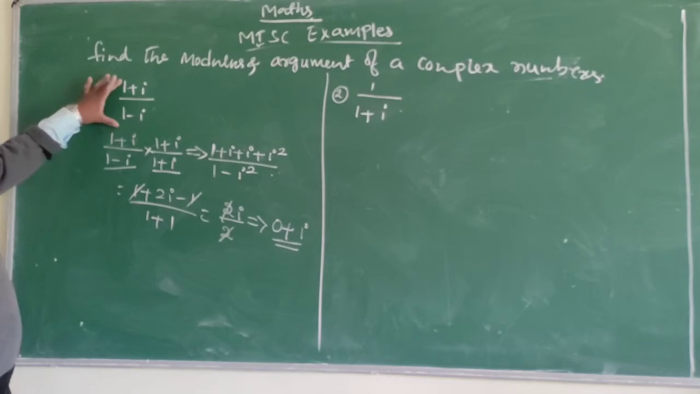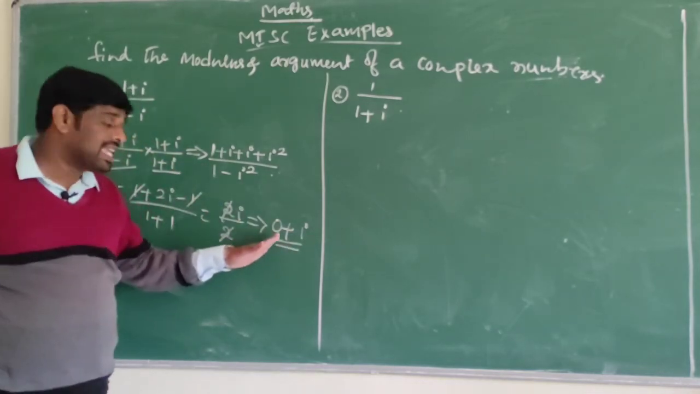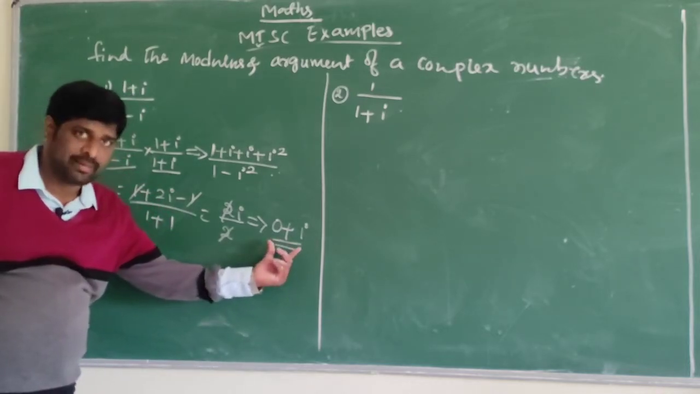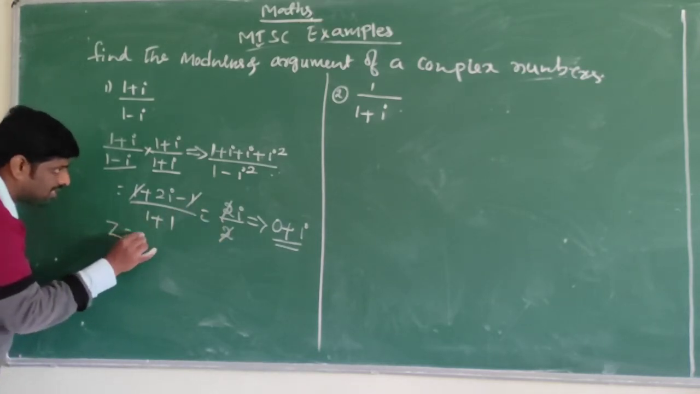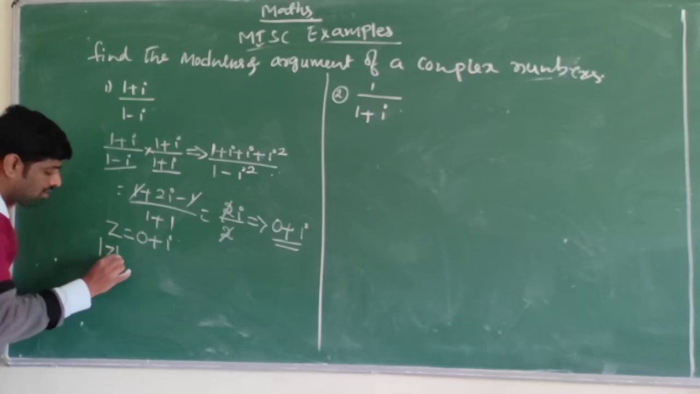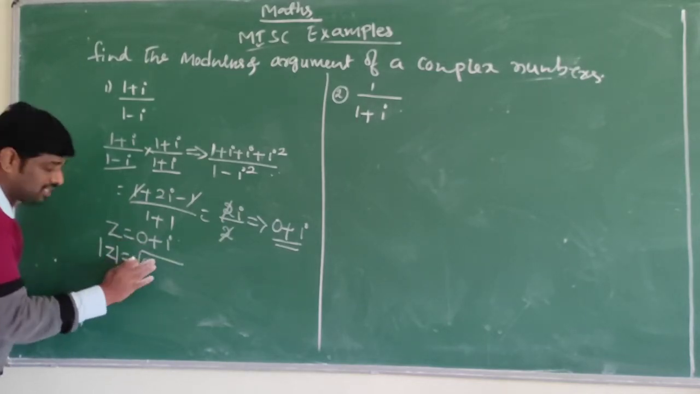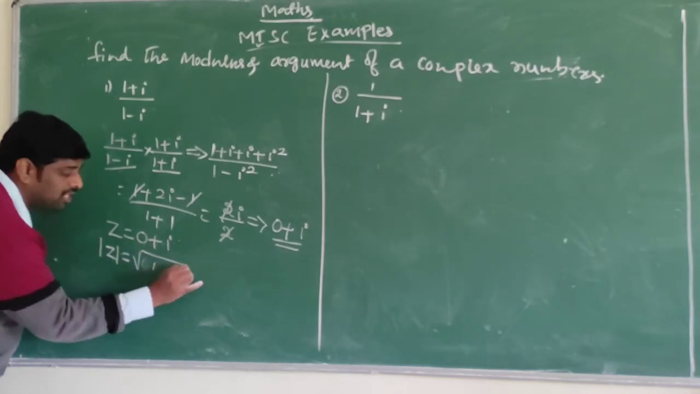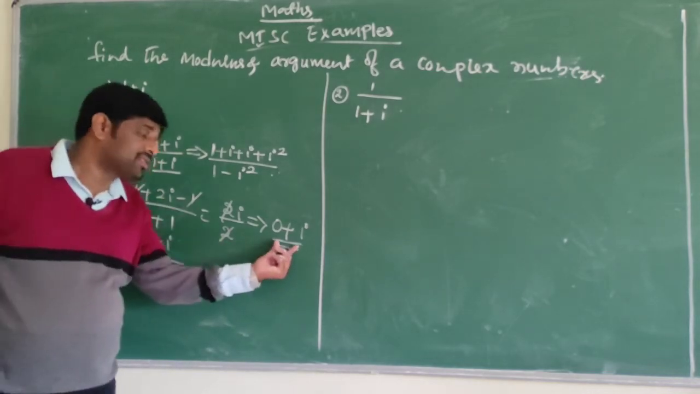So again, this complex number I reduce it to 0 plus i, which is a form of x plus iy. First we have to find the modulus of this number. This can be denoted as z equals 0 plus i, so modulus of z equals square root of 0 squared, which is 0, plus the i coefficient, which is 1, 1 squared is 1. Square root of 1 is 1, so the modulus of this complex number is 1.